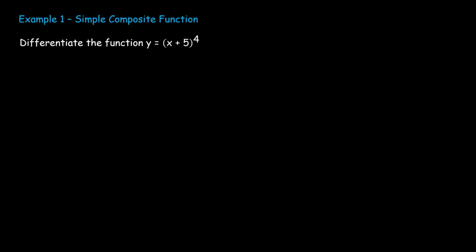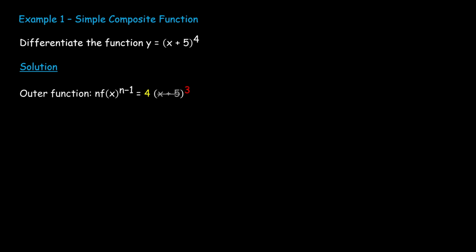Example number 1. Differentiate the function y equals (x plus 5) all to the power 4. Alright then, we need to start by identifying the inner function, which is x plus 5. And then differentiate it just using the power rule by bringing down its power. So we ignore the x plus 5 which is in there. Then we bring down the power 4, and then we can minus 1 to get 3 in the exponent.